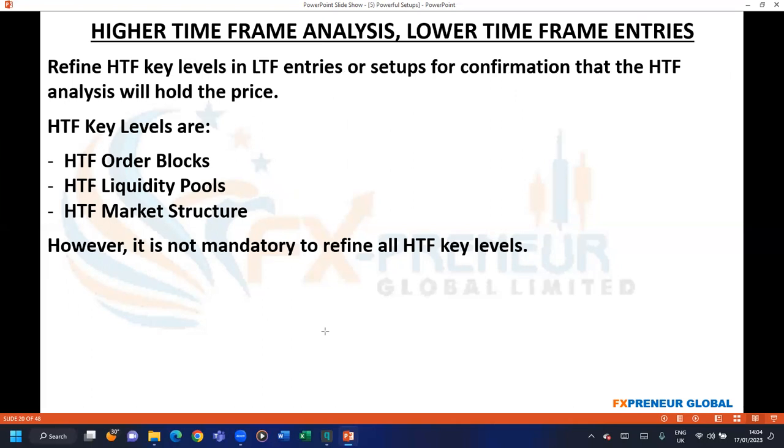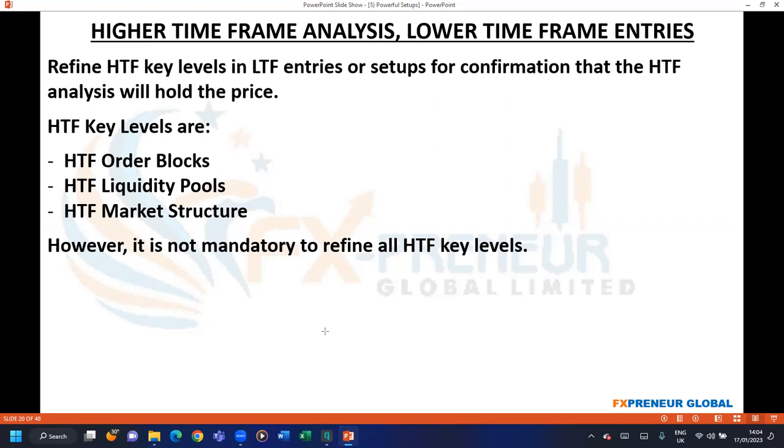For you to take a trade on a lower time frame, you have to start analysis from a higher time frame. So you start analysis from a higher time frame, refine to lower time frame, then use analysis of the higher time frame to take a trade on your lower time frame. Now, the higher time frame key levels are higher time frame order blocks, higher time frame liquidity pool, and higher time frame break of market structure.